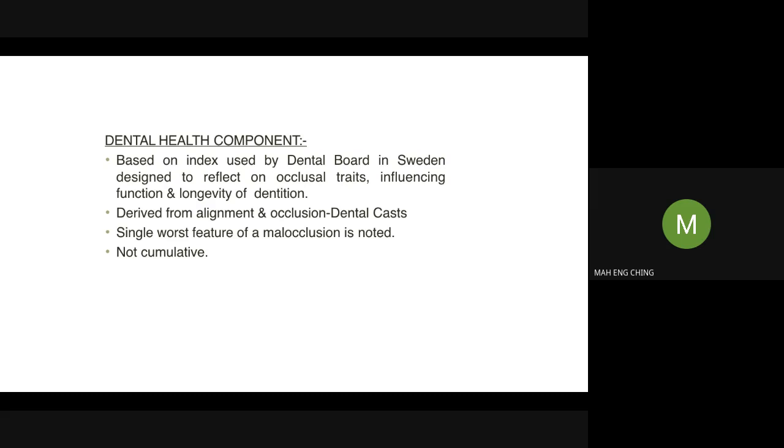Let's say you have a crossbite, then increased overjet, impacted canine. We're going to pick one of these features and mark it down. They are not cumulative, not like other indices where you can add up the score and it gives you the severity of the malocclusion. But this IOTN is only based on one worst feature, one single worst feature.